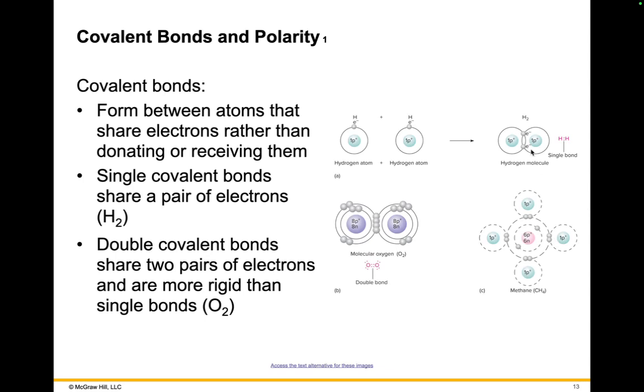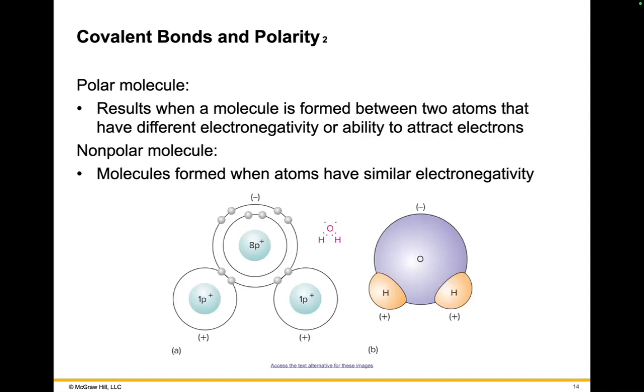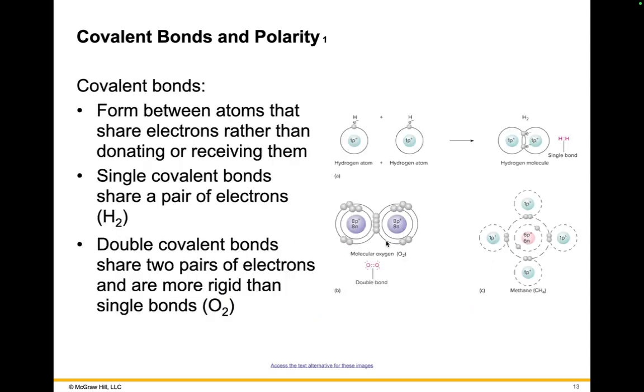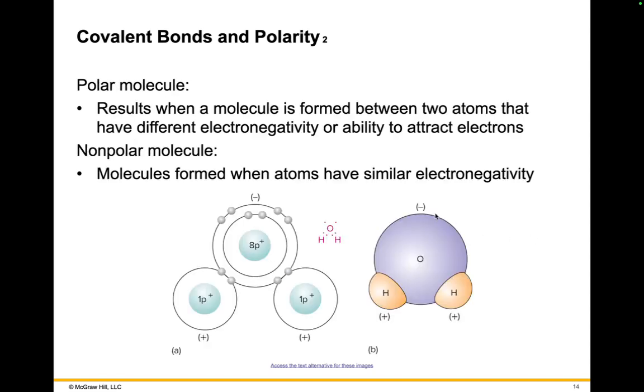Now, all of these are considered non-polar molecules, and a polar molecule is when a molecule is formed that has atoms with different electronegativities, and electronegativity is just the ability to attract electrons. So as we saw here, all of these molecules have similar electronegativities, and so they're nonpolar.